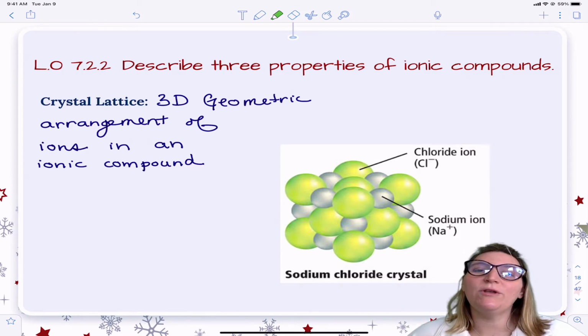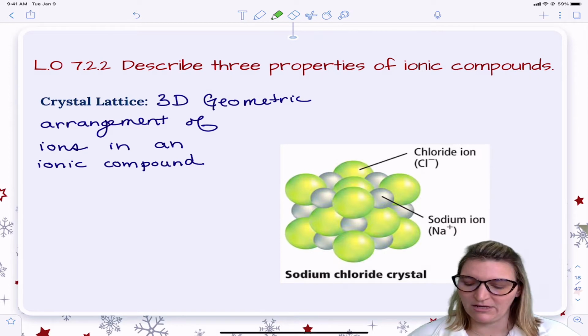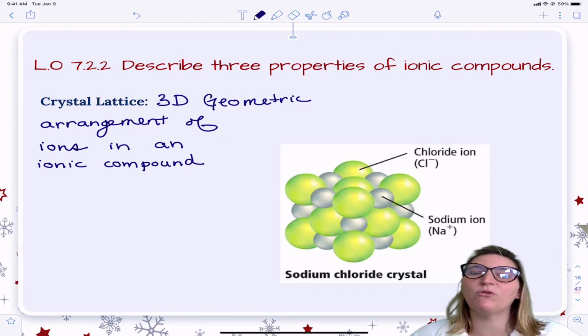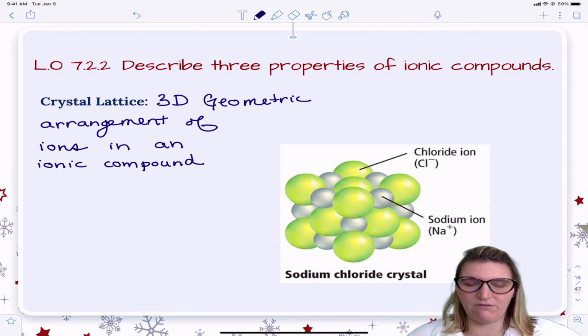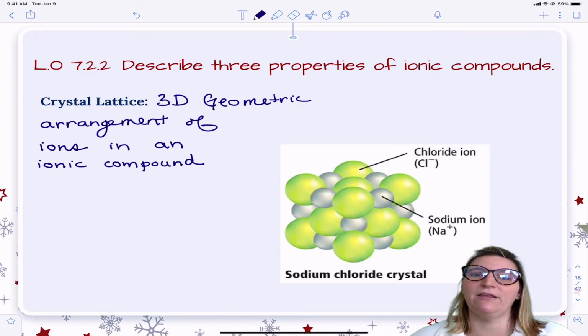Hi. Now that we have finished talking about how ionic compounds form and in what ratio the cations and anions need to be, we'll start talking about some of the properties of these ionic compounds. So when you think of an ionic compound, I want you to have in your head the picture of salt, NaCl, because that is by far the most common ionic compound that you have seen.